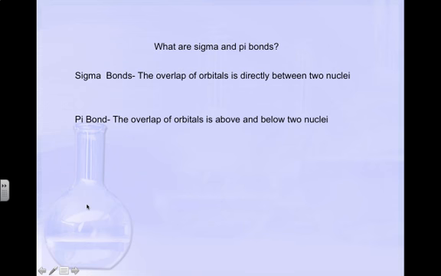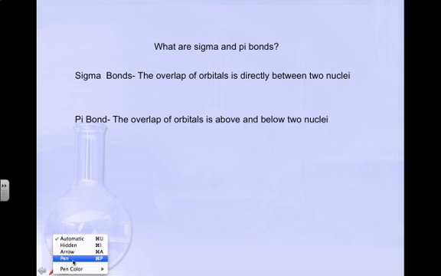Okay, so sigma and pi bonds are something also that you'll see in AP, but I want you to be aware of this. And this explains the bond strengths of single, double, and triple bonds. Okay, a sigma bond is where your overlap of orbitals is directly between 2 nuclei.